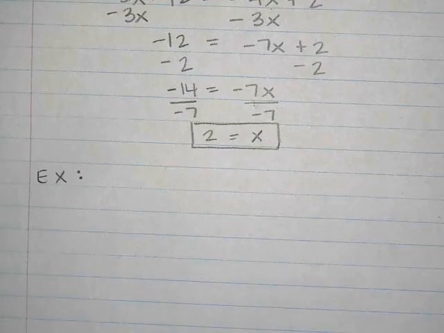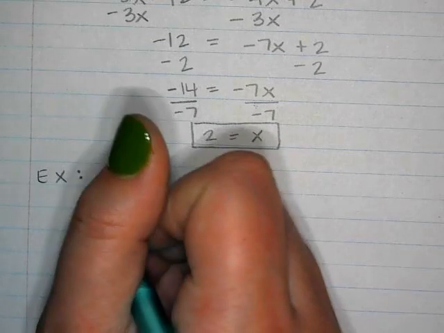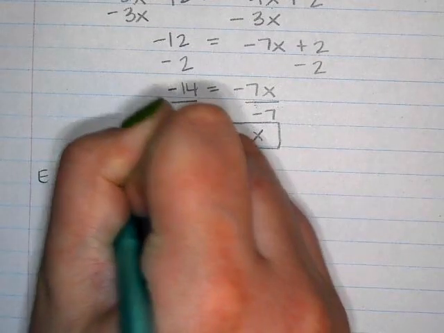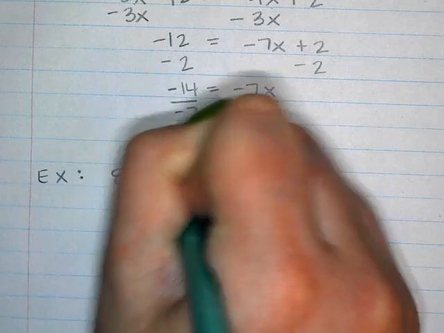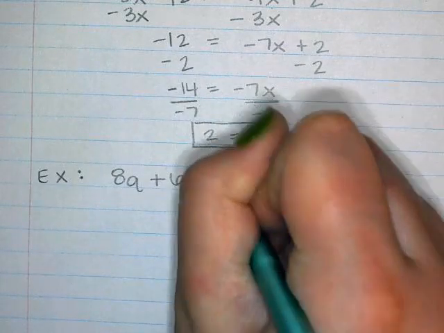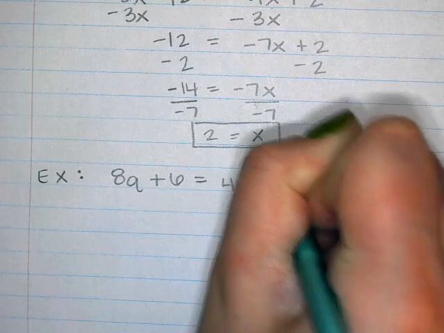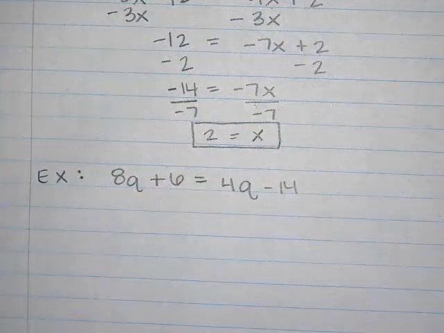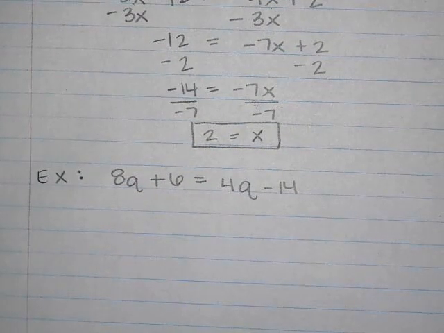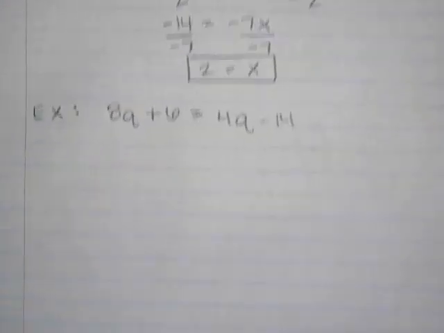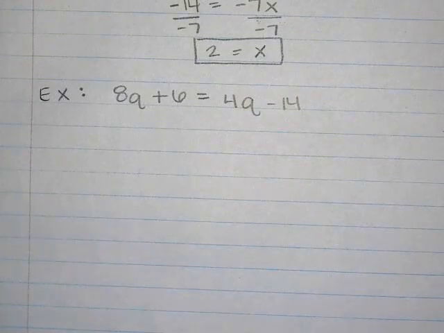All right, so for the next one, we're going to do 8q plus 6 equals 4q minus 14. No, we can do it together. You can work ahead if you want to. Okay. All right, so our first goal is we can get the numbers to one side, we can get the variables to one side.